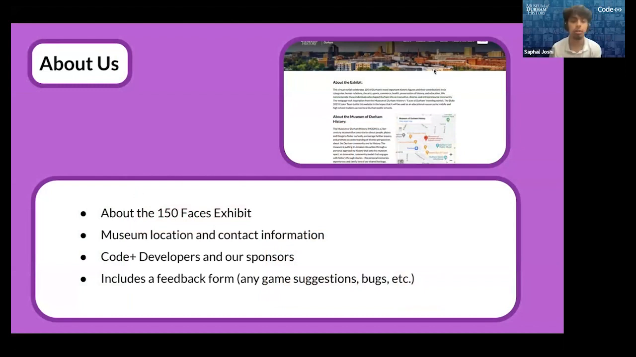We also included an About Us page that contains information regarding our 150 Faiths exhibit. It also has information about where the museum is located and the contact information for the museum, such as their social media platforms. We also have information about our sponsors and the developers of the website. Alongside that, we also included a link to a feedback form for any suggestions to make in the future, such as reporting bugs or implementing new ideas for the website, such as games.